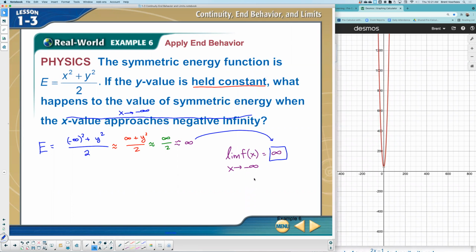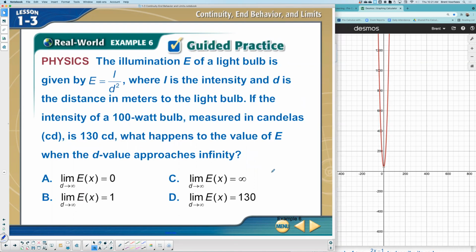So people will make predictions using limits all the time. This is just saying, okay, if I hold my y constant and we're looking on the left side, it's going to go to infinity. That's the idea of a limit, is making predictions. Okay, your turn. You have a different equation. And it gives you a value here. It says the intensity is 130. That's your hint. I'm telling you, it says the intensity is 130. I'll let you figure out what that means, but I got it underlined. I want you to figure out what the correct answer is this time.